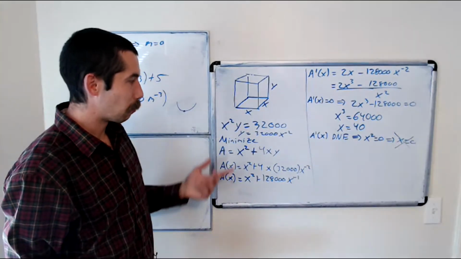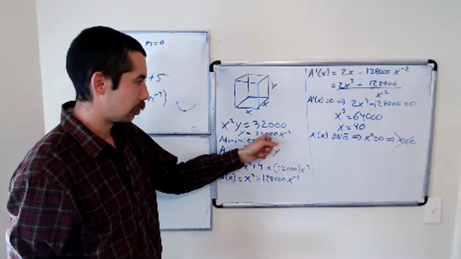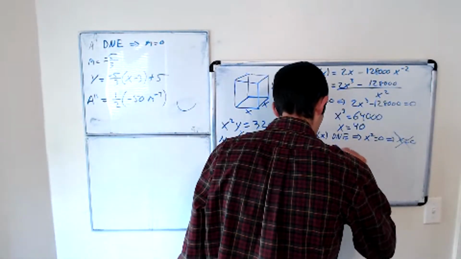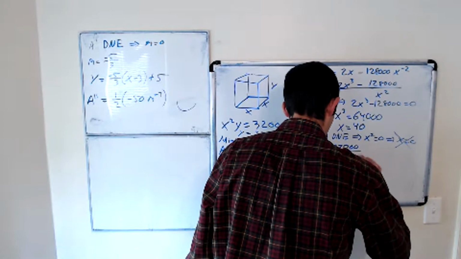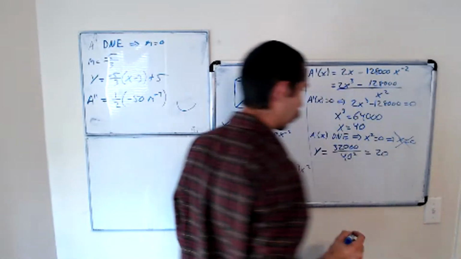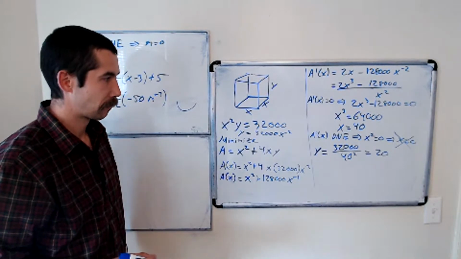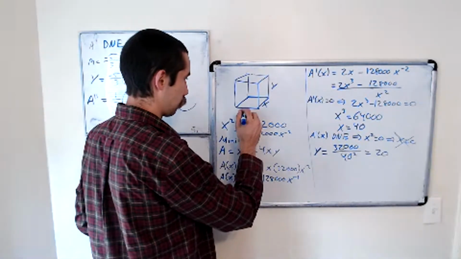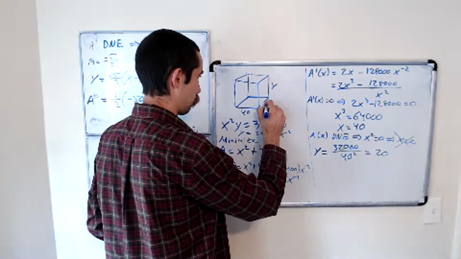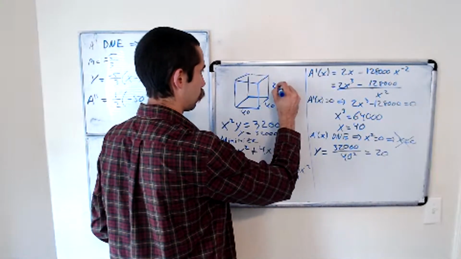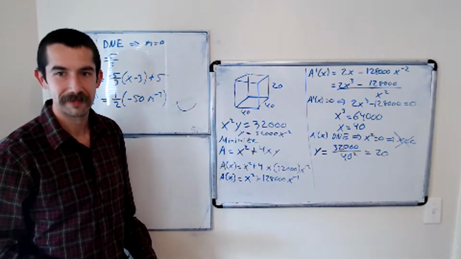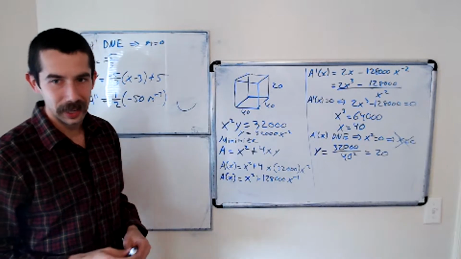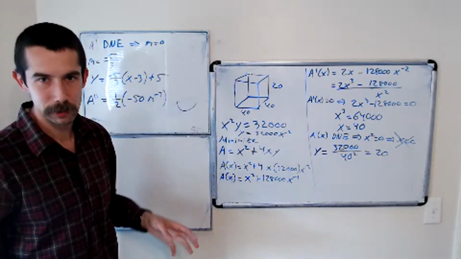So x is 40. How do we get y? We know y is equal to 32,000 over 40 squared. Which is 20. Okay, so those are the dimensions. 40 by 40 by 20. Not too bad, right? Okay, so what was the tough part? You got to get the drawing going and then recognize that there's no top, but that was just part of the question.